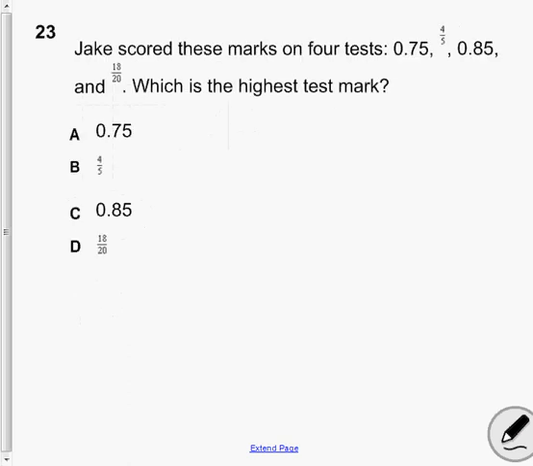Jake scored these marks on four tests. Which was his highest? Well, this one I think most people know is 75%. This one would be 80%. So I'm changing them all to percentages. This would be 85%, and this one would be 90% if we change them all to percentages. So therefore, which is the largest or the best test score? 18 out of 20.